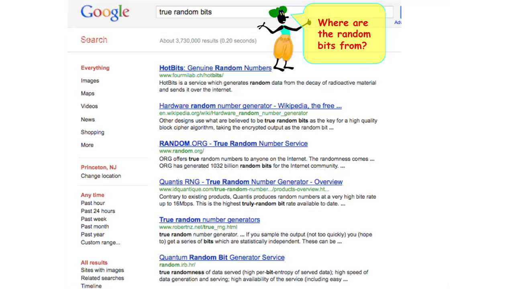I don't know about you, but when I want to know something by now, there's only one way to know something. You ask Google. Where do random bits come from? Which I asked, and that's the answer. So the answer is you buy them. I mean, that's where they come from. You want them, you just buy them.